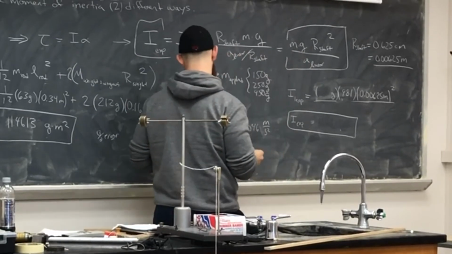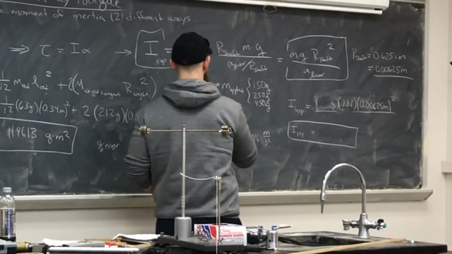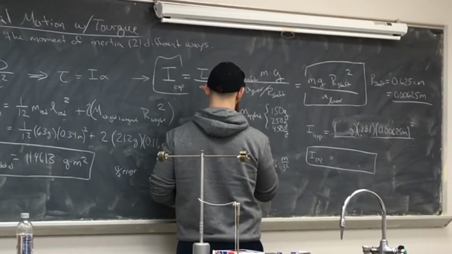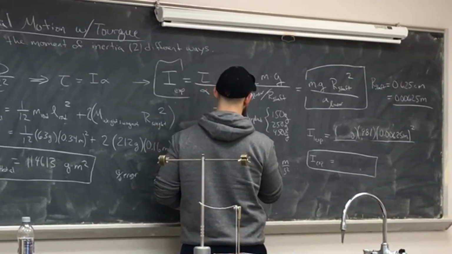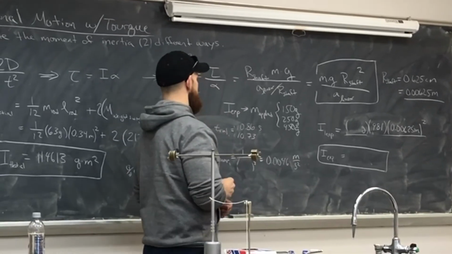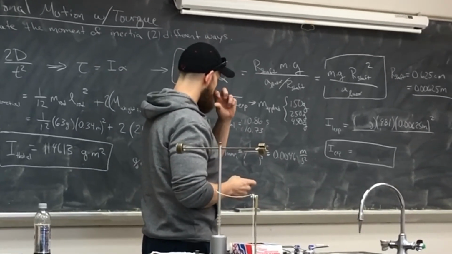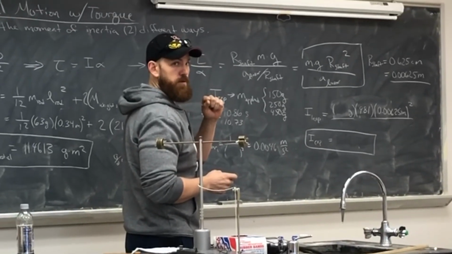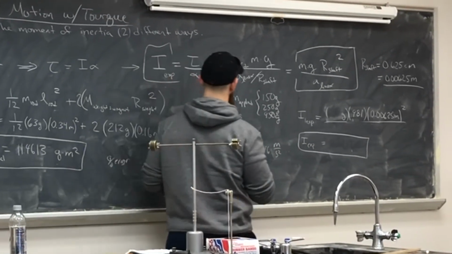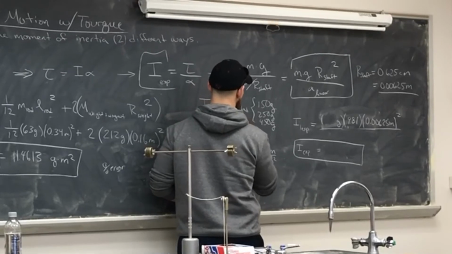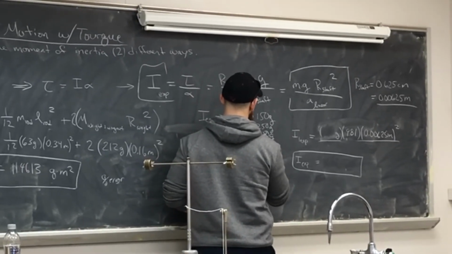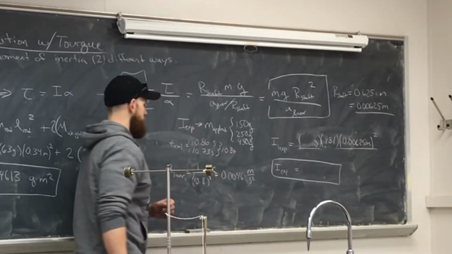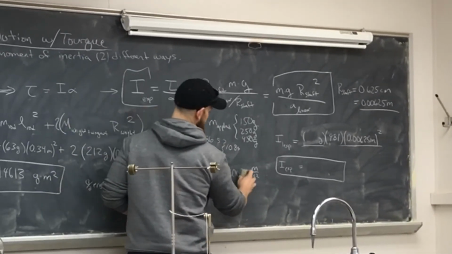So let's see here. We have 10.86 seconds and 10.73. And what's the average of that? It's going to be what? 10.795. All right, we'll use 10.8. 10.8 seconds. So if we plug 10.8 seconds into here, what do we get for the acceleration?